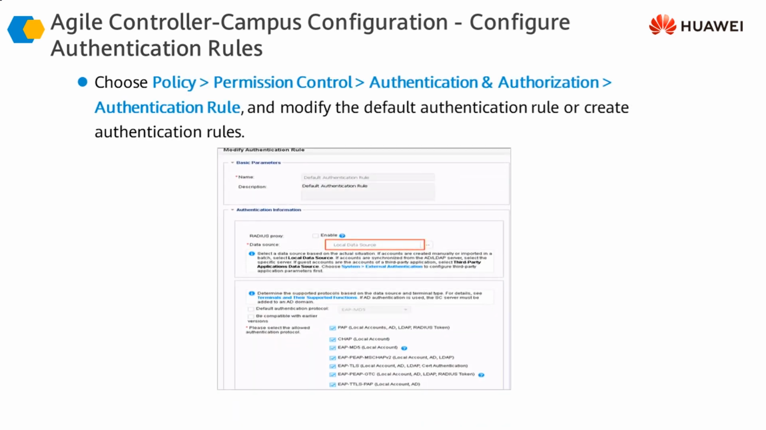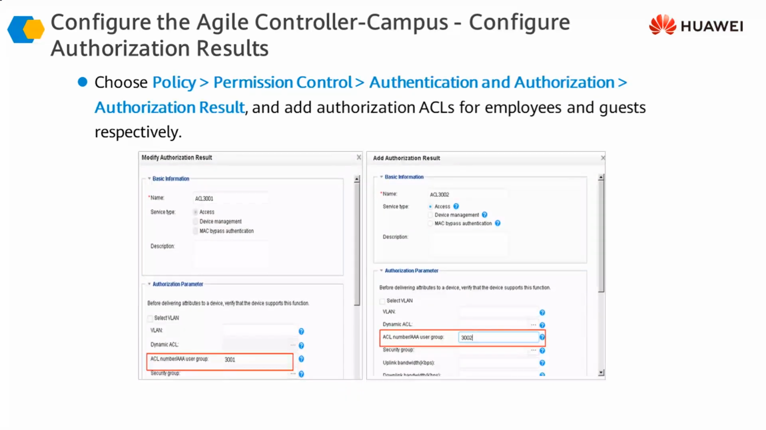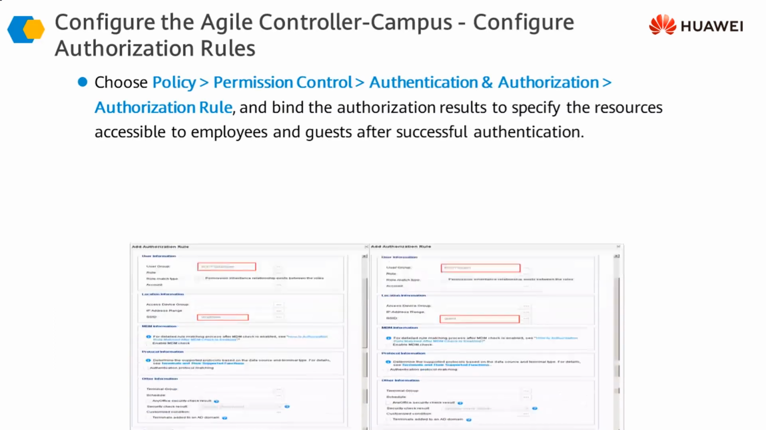Next, we define the data source, whether it is a local data source or we are using an Active Directory server, which is going to be used for authentication. Then we use the two access lists which have been defined on the controller in the authorization result template. Here you can see we are using this ACL 3001, this is for the employees, and 3002 is for the guests.